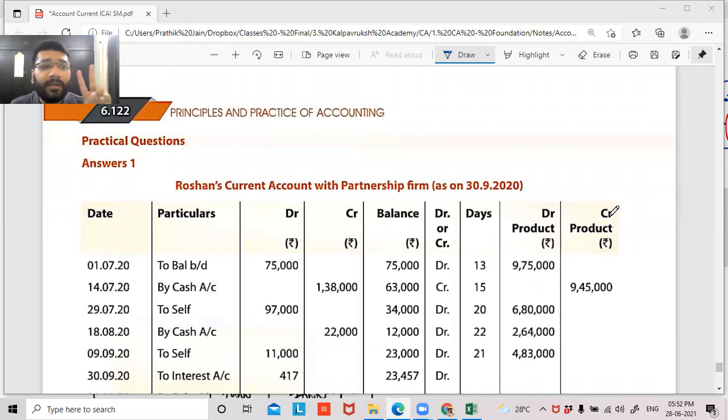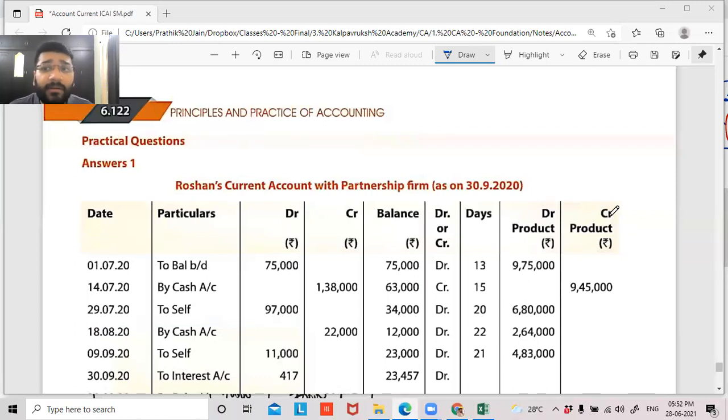So in forward method, we learned two things, guys. And in backward method, there's another method called the epoch method. So we did that. And then we did the red ink interest concept. And now we did this concept, which is preparing the account current statement from the point of view of the bank.